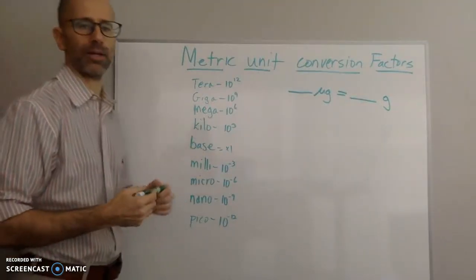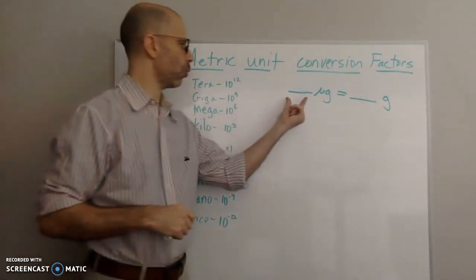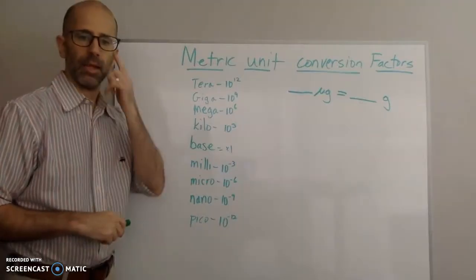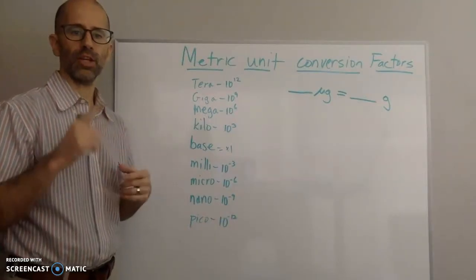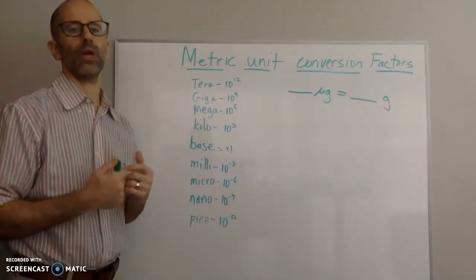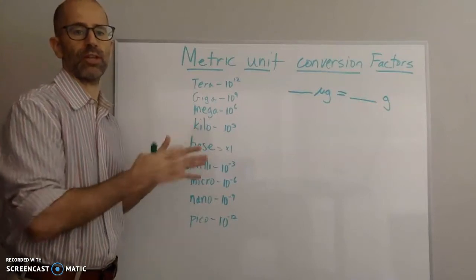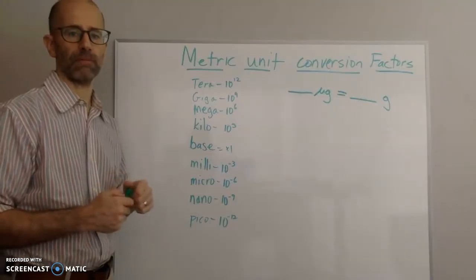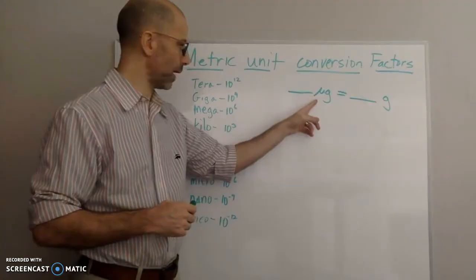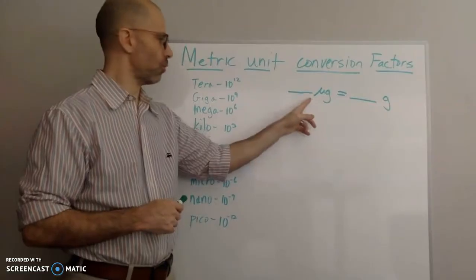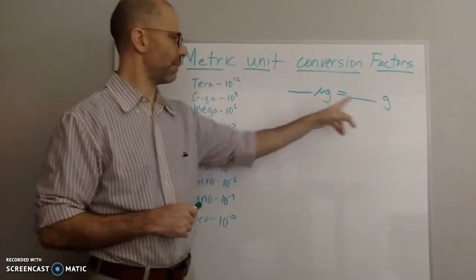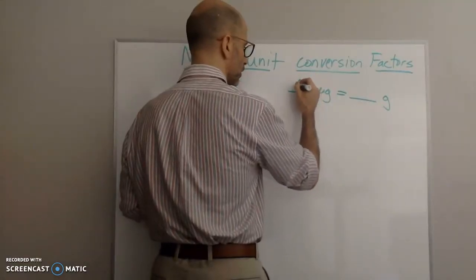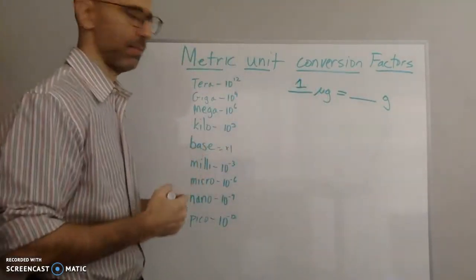Now I have to figure out what I'm going to put in each blank. And this is the trick. I always put the number one with the unit that has the prefix. I don't put it with the base unit. So in this case, micro is the prefix. So for the microgram, I'm going to put the 1 here. I'm not going to put it here. So I have 1 microgram.